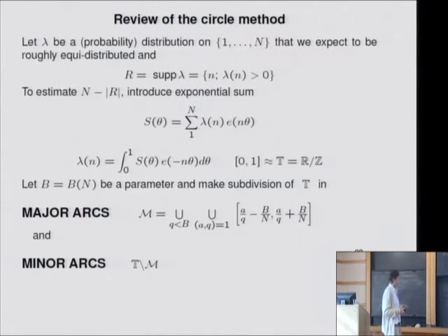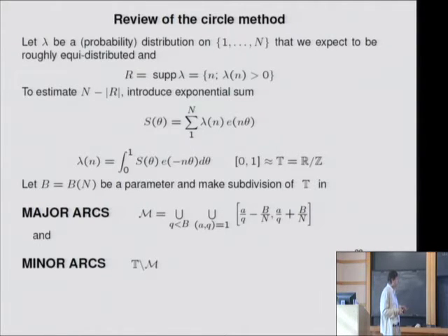Okay. So what you do is translate the whole thing into the Fourier language. You look at the Fourier transform of lambda, which you call S(theta), which is a function on the circle, and then you start analyzing that function. The idea is to make an approximation of lambda by splitting the circle into two pieces. One piece consists of the small neighborhoods of rationals with small denominator, which is usually called the major arcs, and the rest is called the minor arcs.